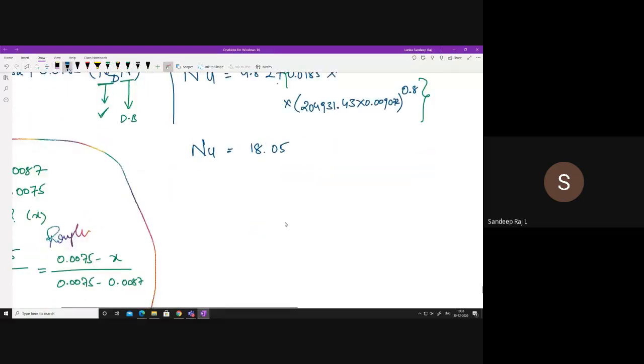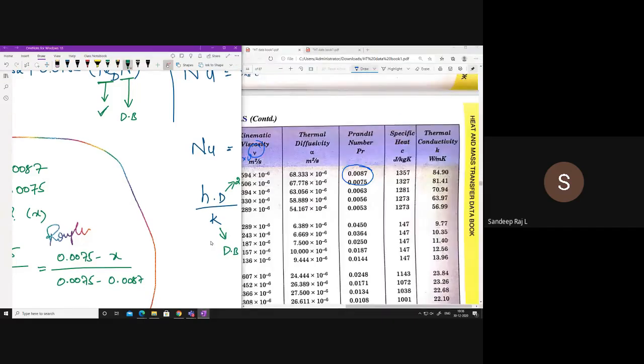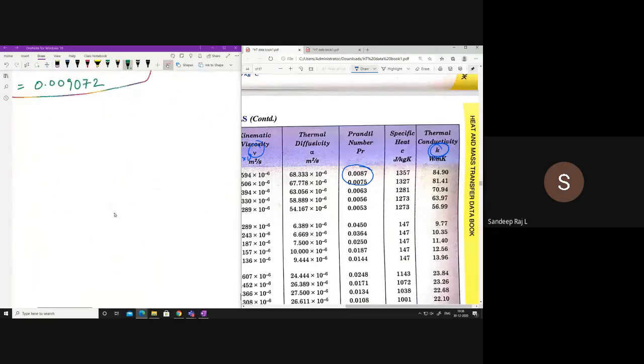From this, we have to get the H value. H D by K is equal to 18.05. In this, you know the D value; it is given in the question as 2.5 centimeters. K you have to get from the data book. So again, move to your data book.